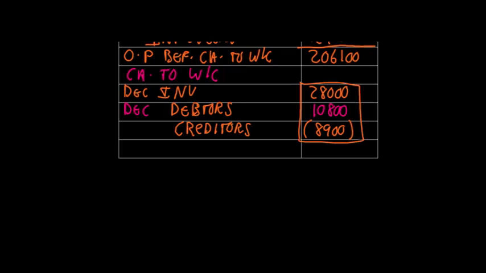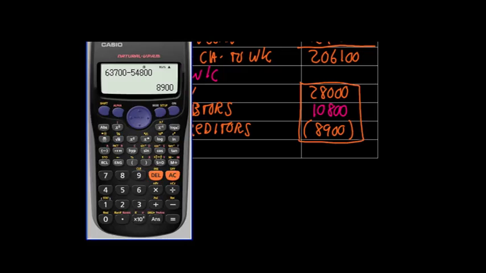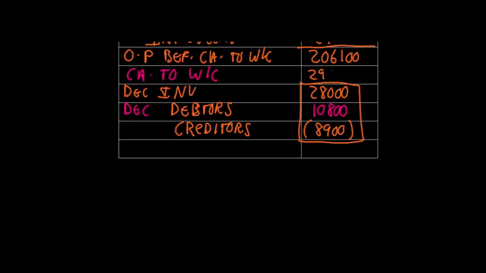So if I add the numbers that I've now just put into a block, I've got an inflow of 28,000 plus 10,800 minus 8,900, and that gives me a positive 29,900. And remember guys, because it's positive, operating profit before changes to working capital.